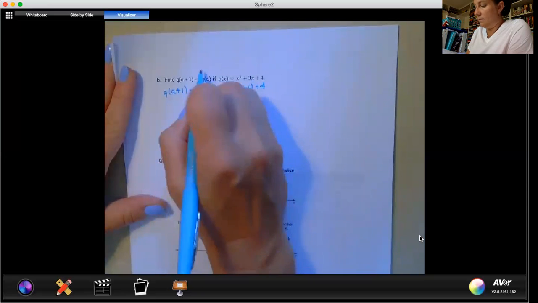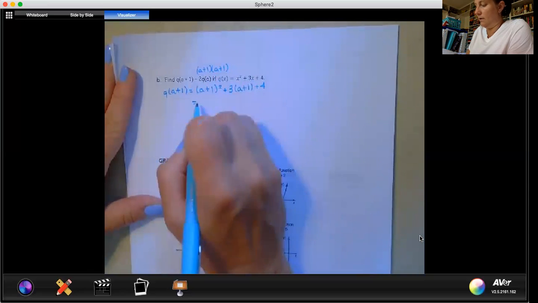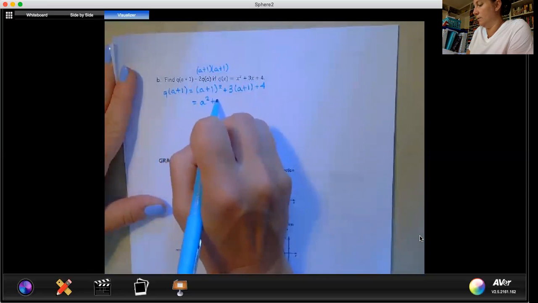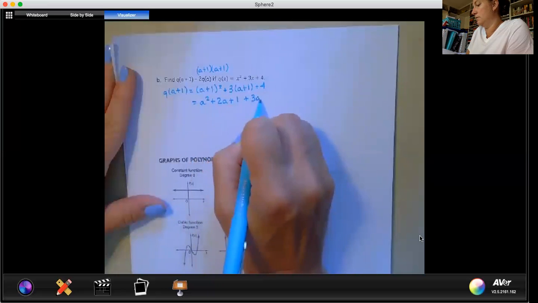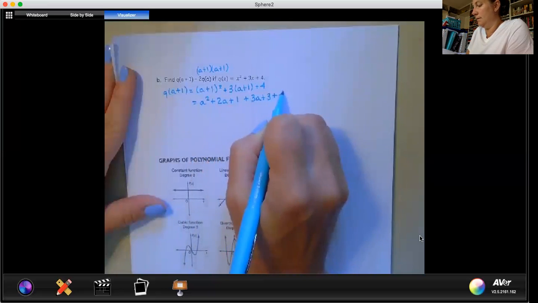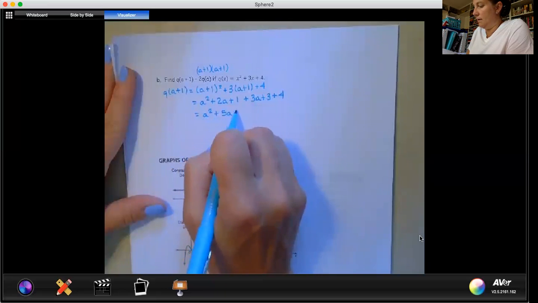FOIL method, so that's a plus 1 times a plus 1, first, outer, inner, last, or fast FOIL, whichever one you prefer. Distribute, combine like terms, and you get a squared plus 5a plus 8.